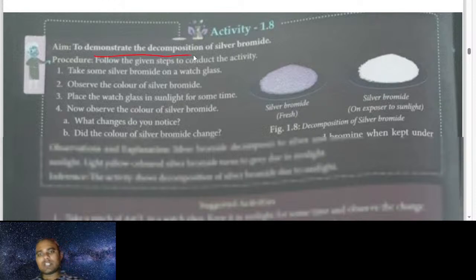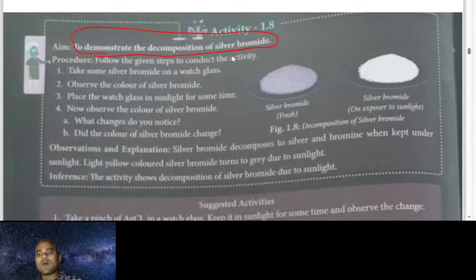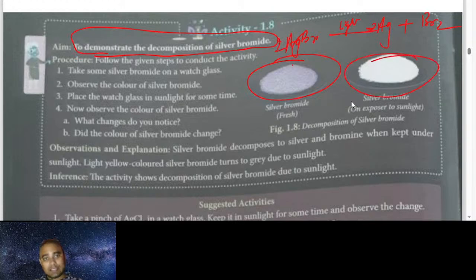Demonstrate the decomposition reaction. What kind? Photolytic decomposition. So silver bromide is there, student, AgBr. You see the AgBr, completely white in color, and if you give it sunlight, it will give Ag and Br2, right? So take two molecules here. This is a quite grayish color. So here you see silver bromide decomposed to silver and bromine when kept under sunlight. The light yellow colored silver bromide turns into gray color due to sunlight. The activity shows the decomposition reaction of silver bromide.